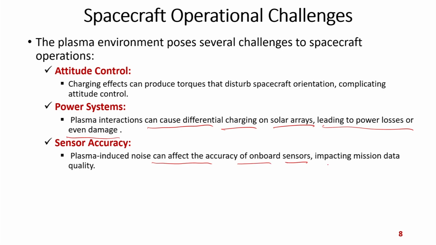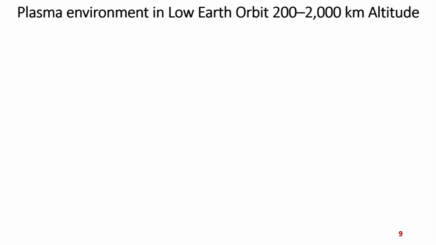If there is a very sensitive instrument you are using, whatever the plasma induced noise means, it is something like electromagnetic interference. It can affect these sensors, and then it can impact... So, what does it mean? It will impact the mission data quality. Now we will see the plasma environment at different Earth orbits.